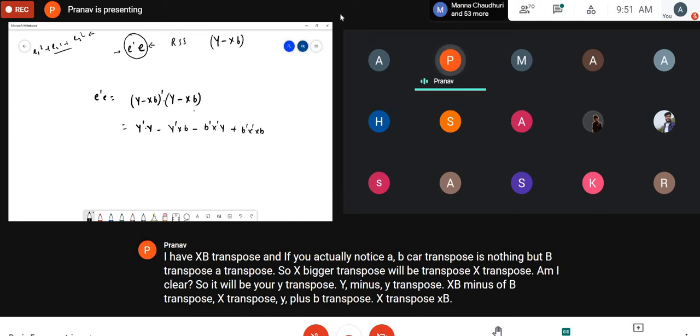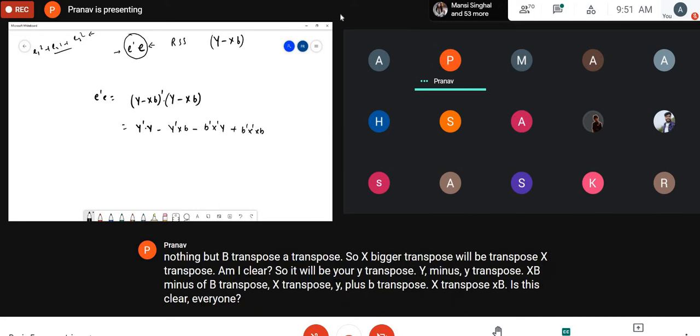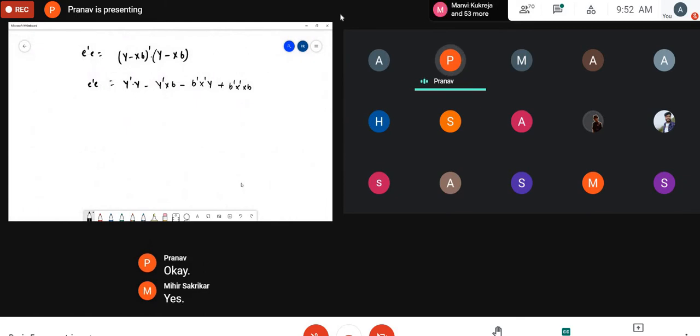Is this clear, everyone? Is this multiplication part clear to all of you? Yes, sir. Okay. Now you see, just look at this middle term.